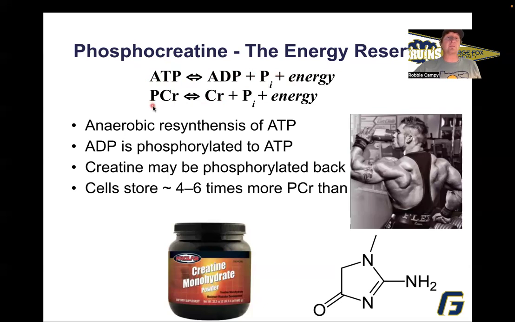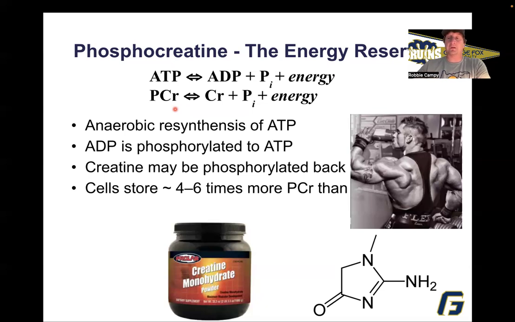And then here's the same pathway for phosphocreatine. Same thing, it's a bidirectional arrow. So we can take phosphocreatine and break it down to release energy. If we have energy, we can also use that energy to recombine them to create phosphocreatine. Okay, so let's move on. That was your immediate energy system. That was the very first one.